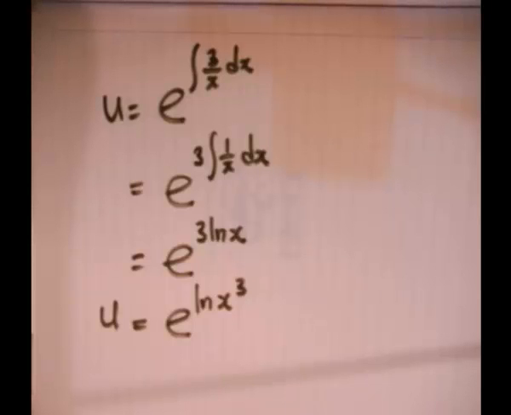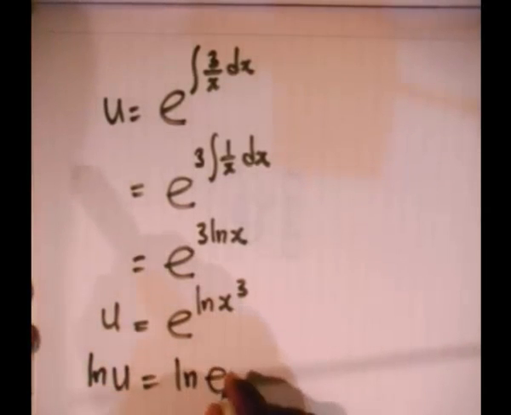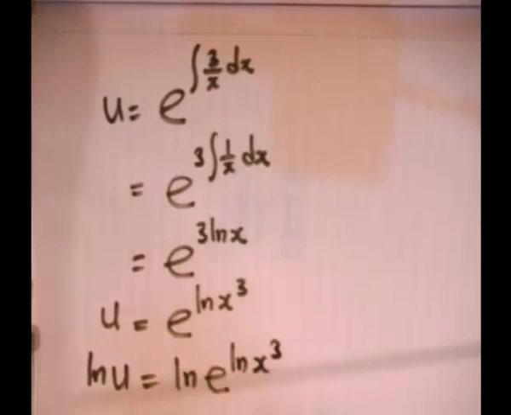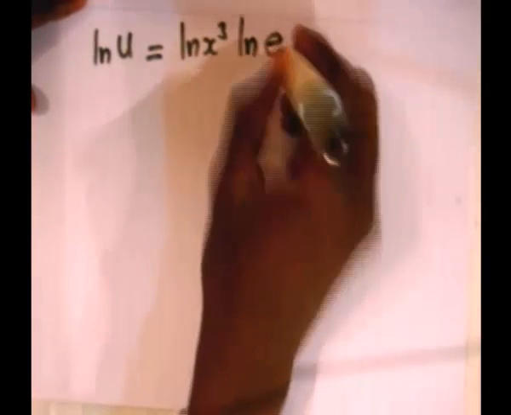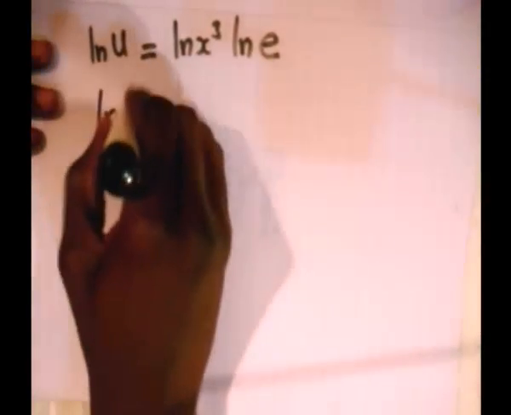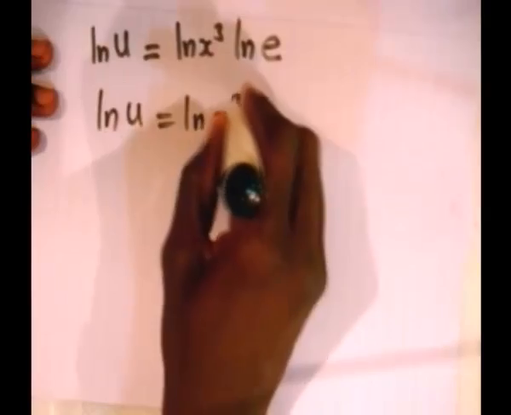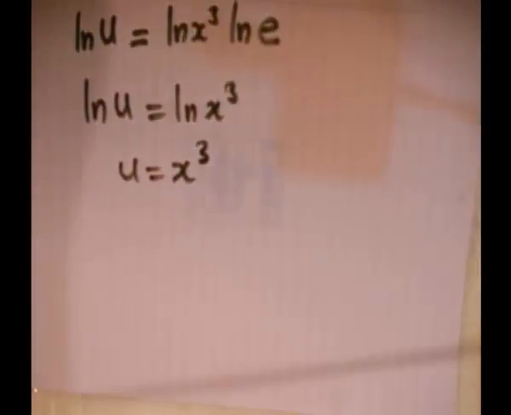To bring down the values up, find the ln of both sides. ln u equals ln exponential ln x cubed. So we have ln u equals ln x cubed times ln e. Since ln is log base e, log base e of e is exactly 1. So we have ln u equals ln x cubed. If ln equals ln, then u equals x cubed. So now we've got our u.